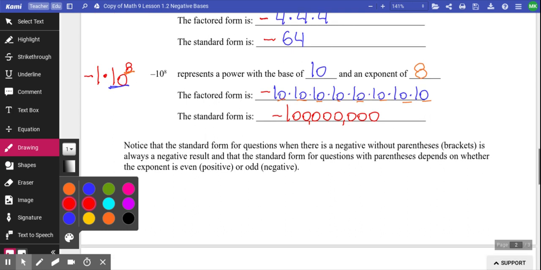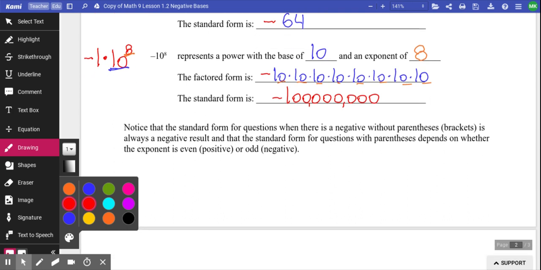Awesome. This is very, very important. Understanding that the negative is not a part of the base if it's outside the brackets or there are no brackets. Notice that the standard form for questions when there's a negative without parentheses, which just means brackets, is always negative. If there's no brackets, the result's always negative because the negative was aside from the question. And standard form for questions with parentheses depends on whether the exponent is positive or negative.